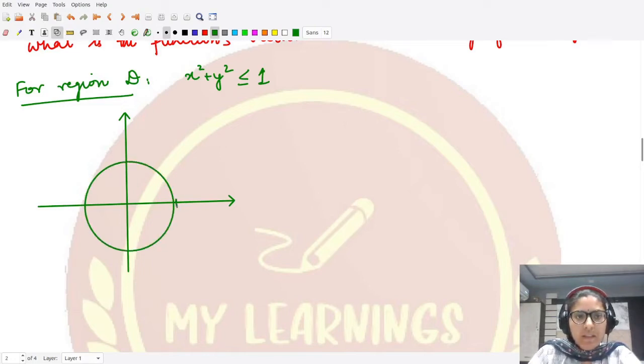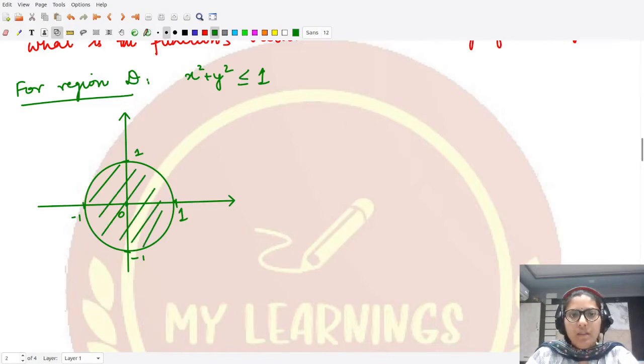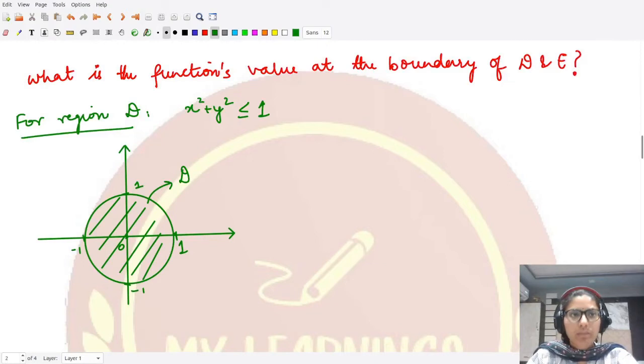Right, so this point is 1, this point is 1, this is -1, and this is -1. So this is our disk, right? This point is 0. Now for this disk, we also have the boundary included here, so this is a region D, right?